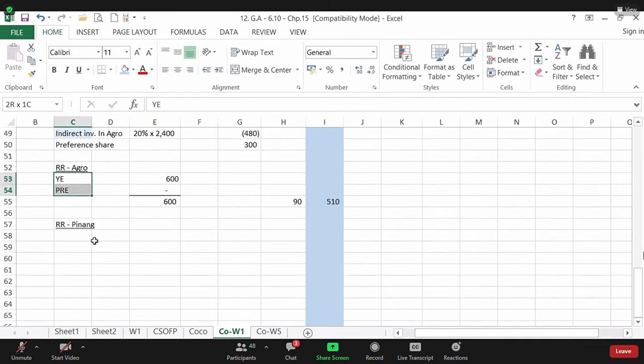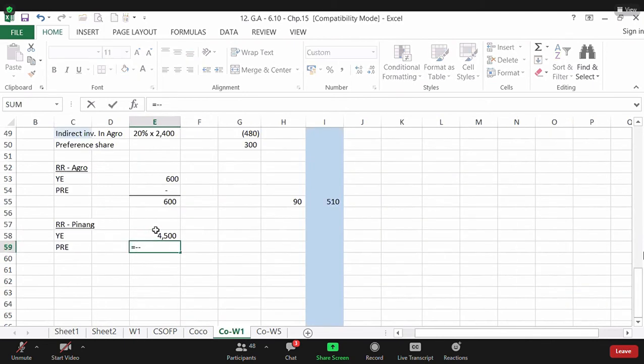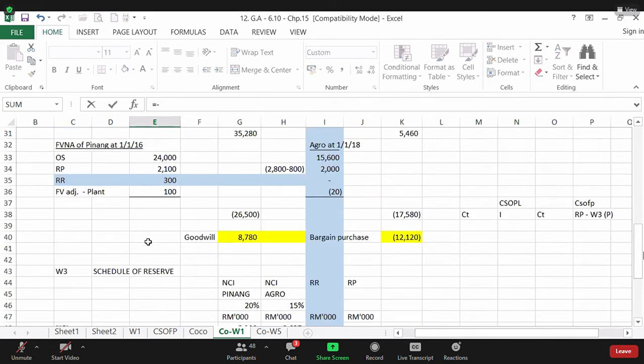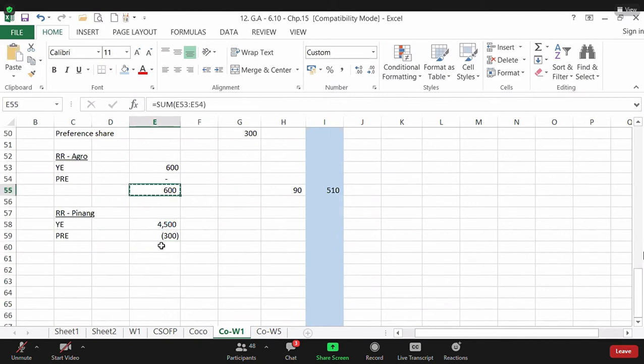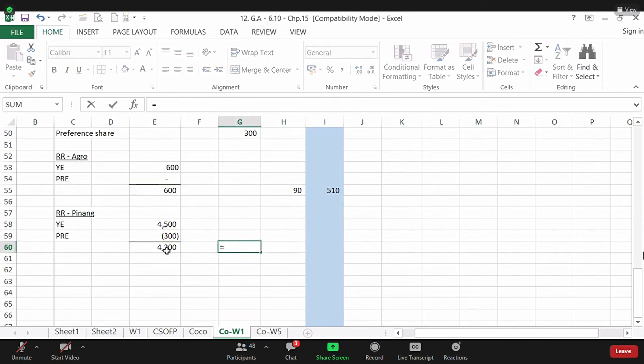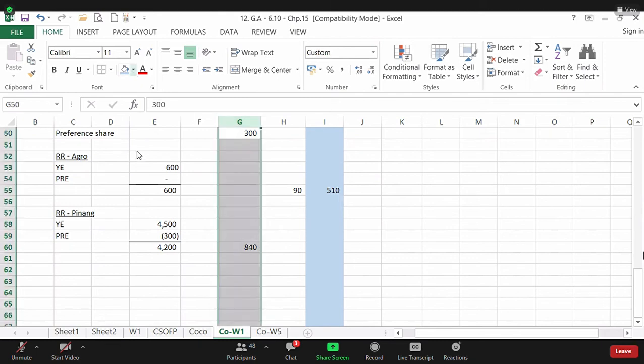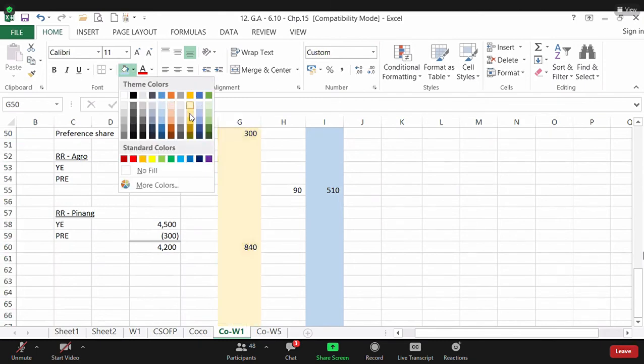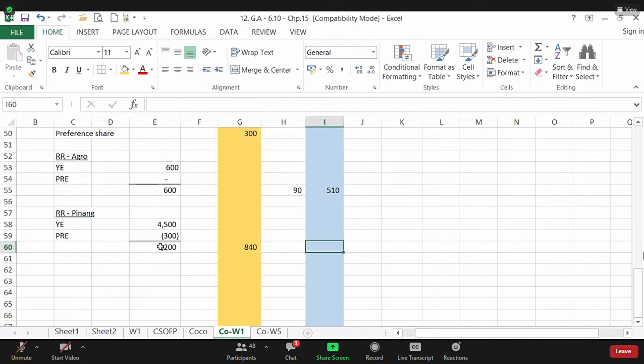Then we go to RR P9. So year end minus free. Year end in our book is 450, minus free already in your working two, which is 300. So total. So how much for this? Then times again 20%. So you get 480. So this one I color as NCI Penang. So now RR, 4 minus.